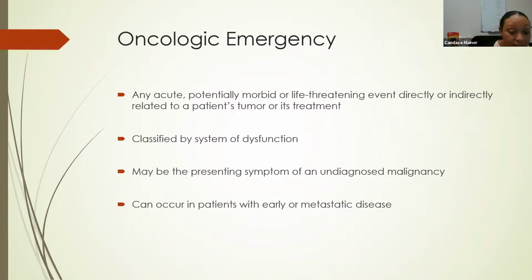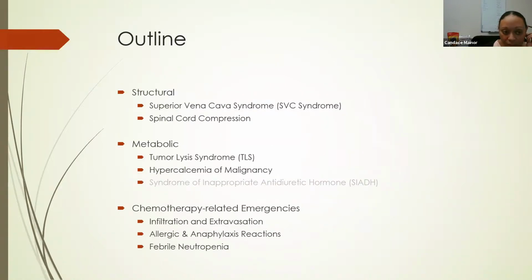the next slide. It's important to note that sometimes these oncologic emergencies can be the presenting symptom for a patient who has undiagnosed cancer. And these emergencies can occur in patients with early or metastatic disease. So today we'll talk about onc emergencies in three main categories: structural, metabolic, or chemotherapy related.